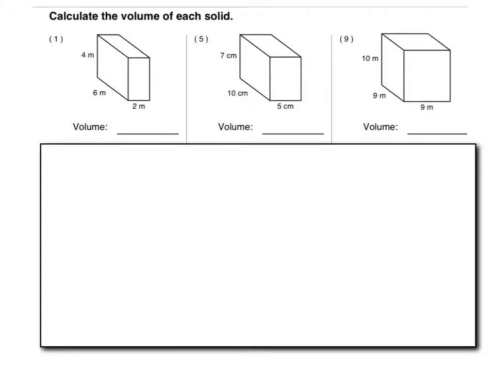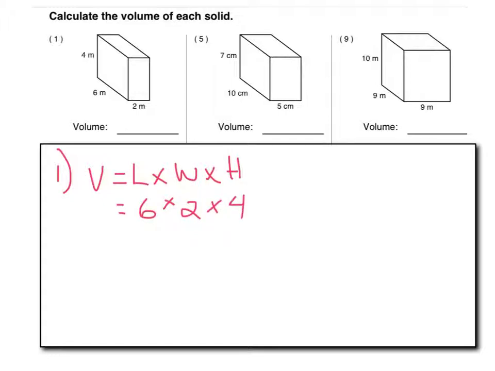All right, so let's take a look. We have our first rectangular prism, and again we need our formula. So for number 1, volume equals length times width times height. So we're going to go our length, which is 6, our longest side, our width, which is 2, and our height, which is 4. Again, does it really matter if you've got these in the right order? Really? No, it doesn't. And we multiply those.